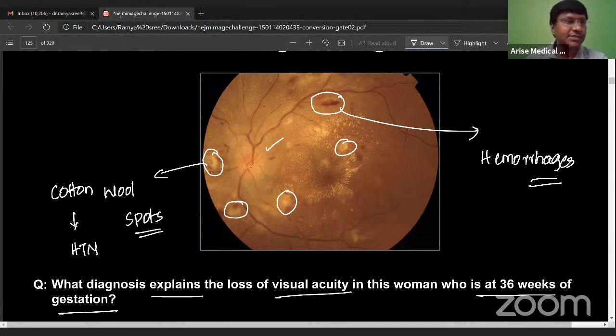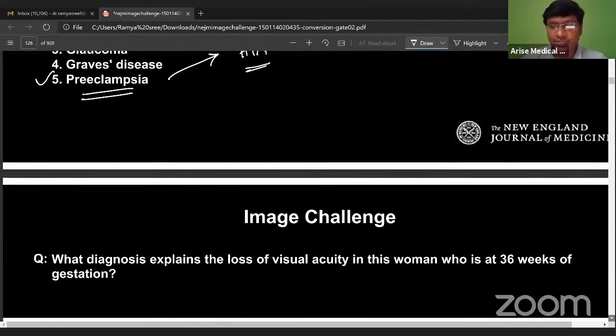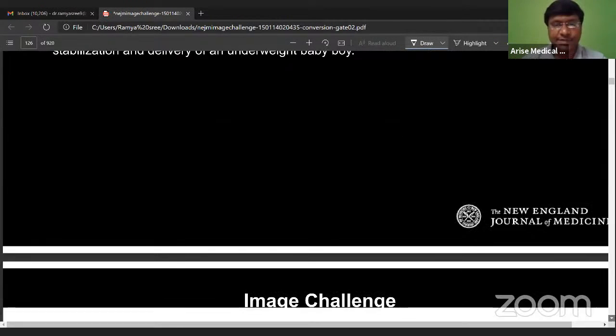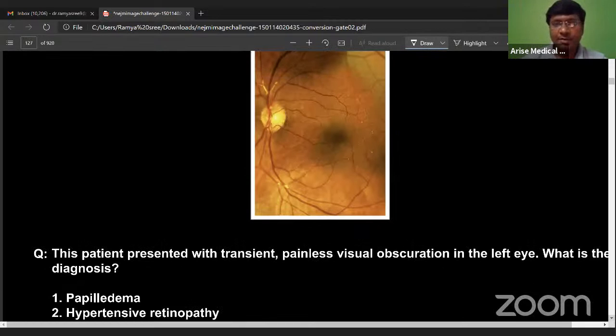Right? These are your hemorrhages. Okay, right. So this is a clear case of hypertensive retinopathy, right? And which grade? It is grade 4 hypertensive retinopathy. And I'll show you one more fundus image, right? So this is another fundus image.